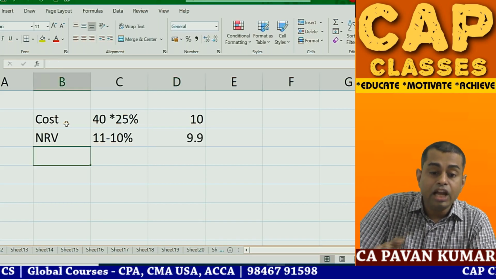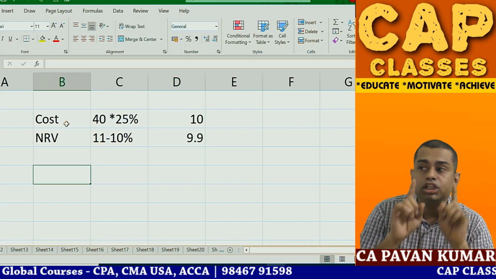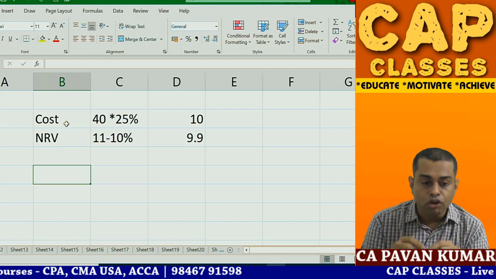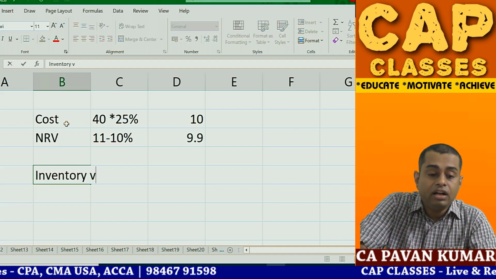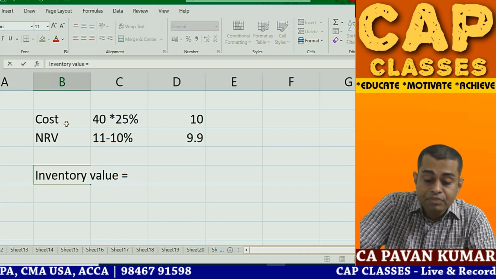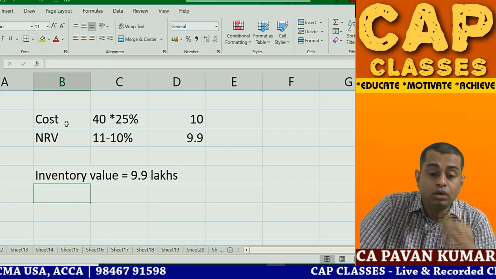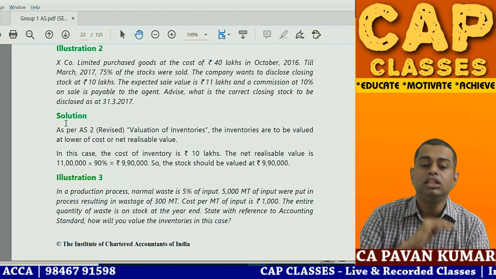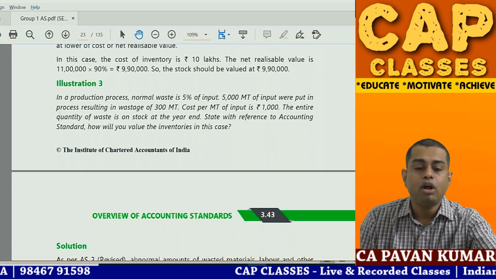Therefore, inventory value cannot be 10 lakhs. Inventory should be valued at cost 10 lakhs or NRV 9.9 lakhs, whichever is lower. So, inventory value is equal to 9.9 lakhs. So, the contention of management is wrong. Management said 10 lakhs, which is wrong. This problem is over. Then, problem number 3.